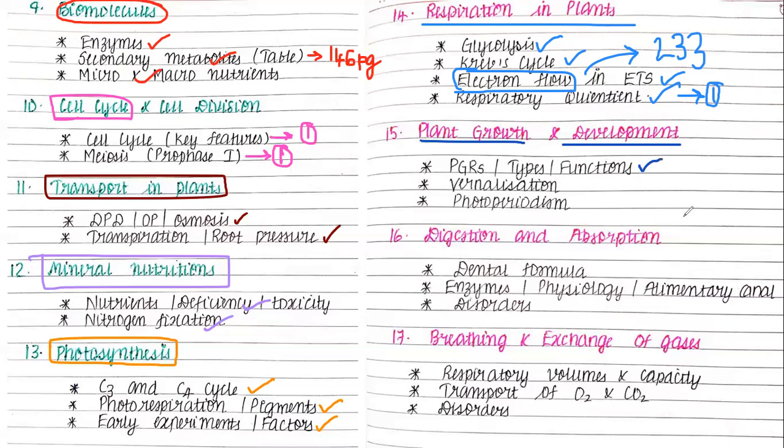Then different types of gaseous hormone. Then, what is the stress hormone? What is antagonistic to the stress hormone? Every type of question can come. Vernalization and photoperiod, chances of a question are there.